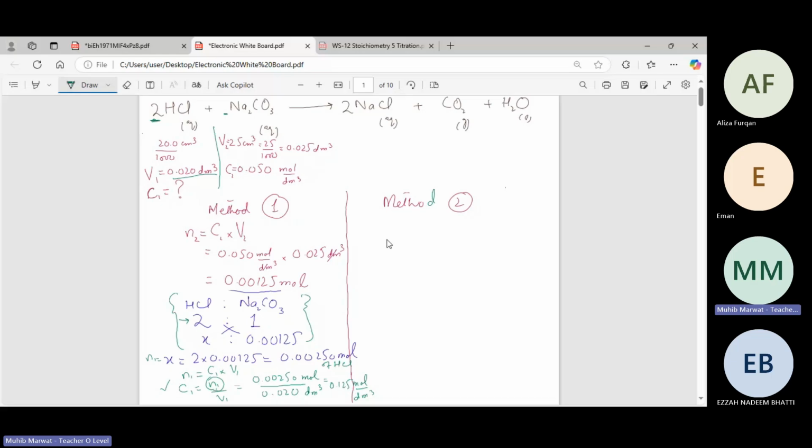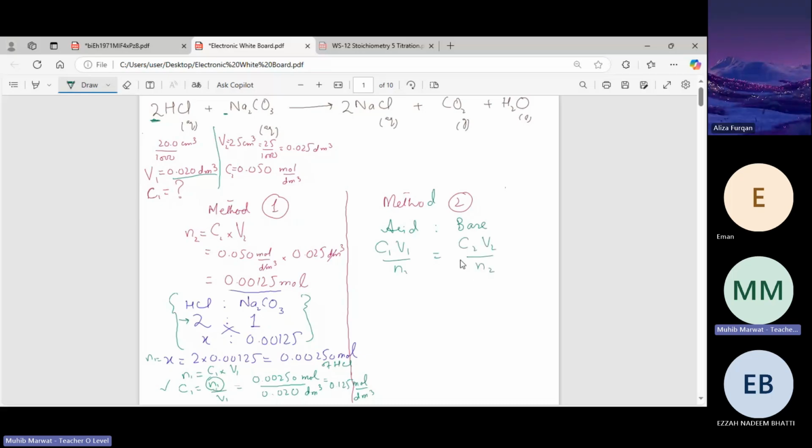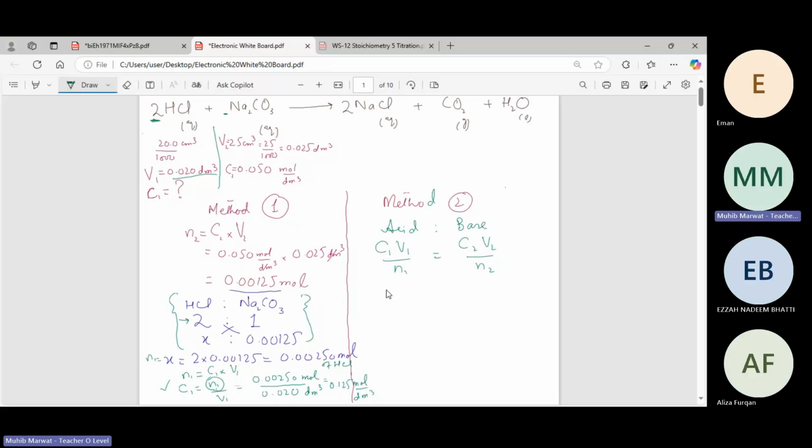Now method number 2 is a little bit simpler, like acid ratio base or alkali. C1 V1 divided by N1 is equal to C2 V2 divided by N2. So just put the values. The concentration of acid is unknown. The volume of acid is 0.020 dm cube. Number of moles according to the equation is 2. The concentration of sodium carbonate is 0.050 moles per dm cube. The volume of base is 0.025 dm cube, divided by the number of moles of base, which is 1, right?